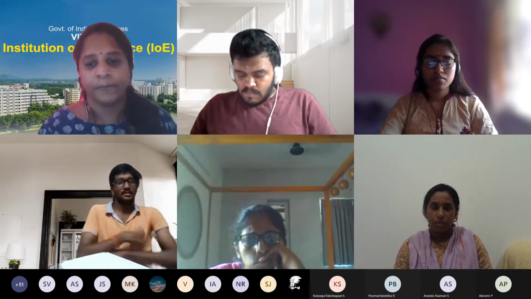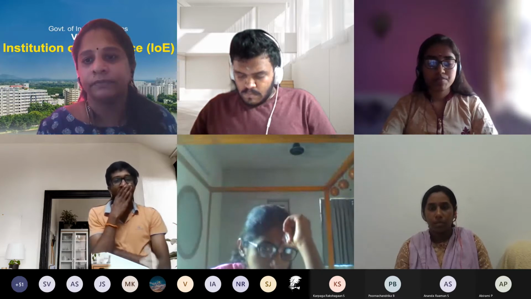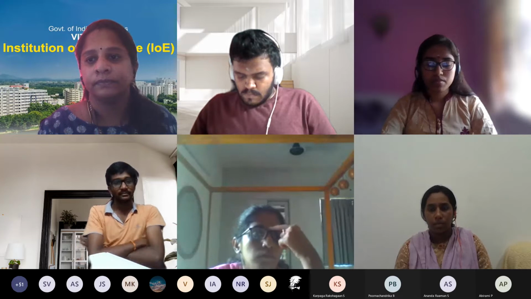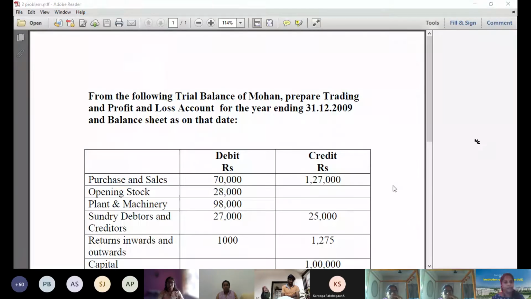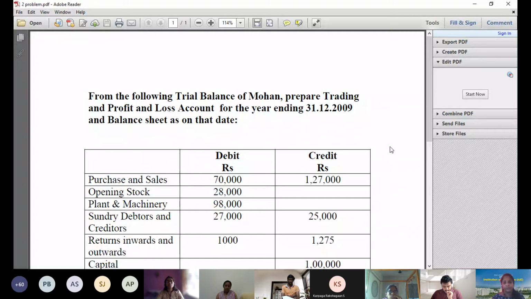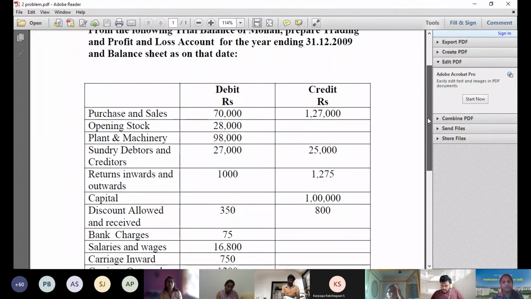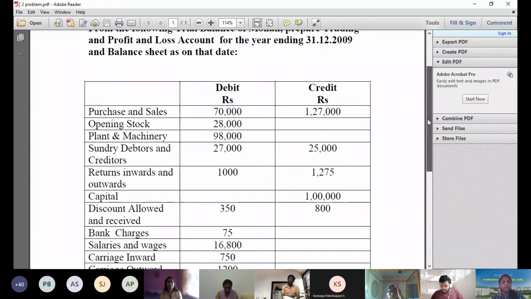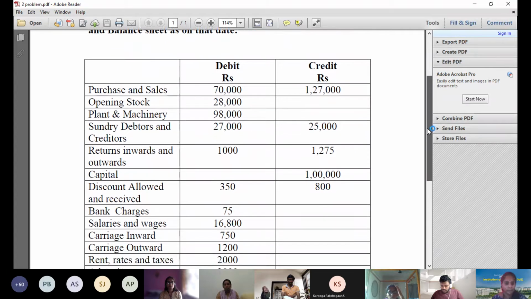So I will open the PDF. So what is the problem? It says, from the following trial balance of Mohan, prepare trading and profit and loss account for the year ending 31st 12, 2020 or 19, and balance sheet as on that date. So purchase and sales is there, debit, credit, particulars is there. This is how your trial balance is also. Am I right? From the trial balance only we are doing this trading and profit and loss account.